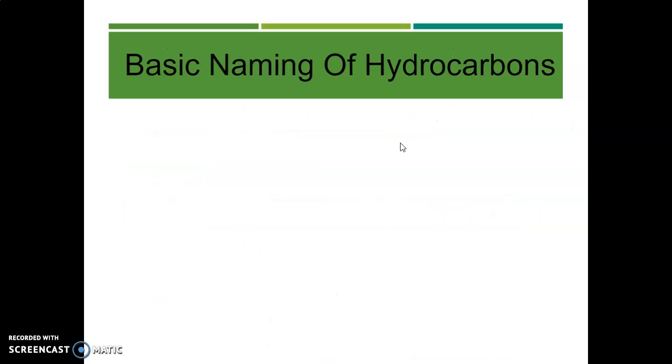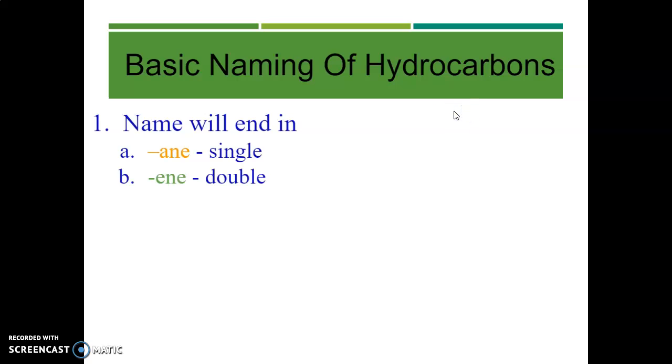All right, so when we're looking at the basics, the ending for that particular hydrocarbon is going to be based on the type of bond. Do you have a single bond? If so, the ending is going to be "-ane". If you have a double bond, the ending is going to be "-ene". And if you have a triple bond, the ending is going to be "-ine". So that part is the easy part.